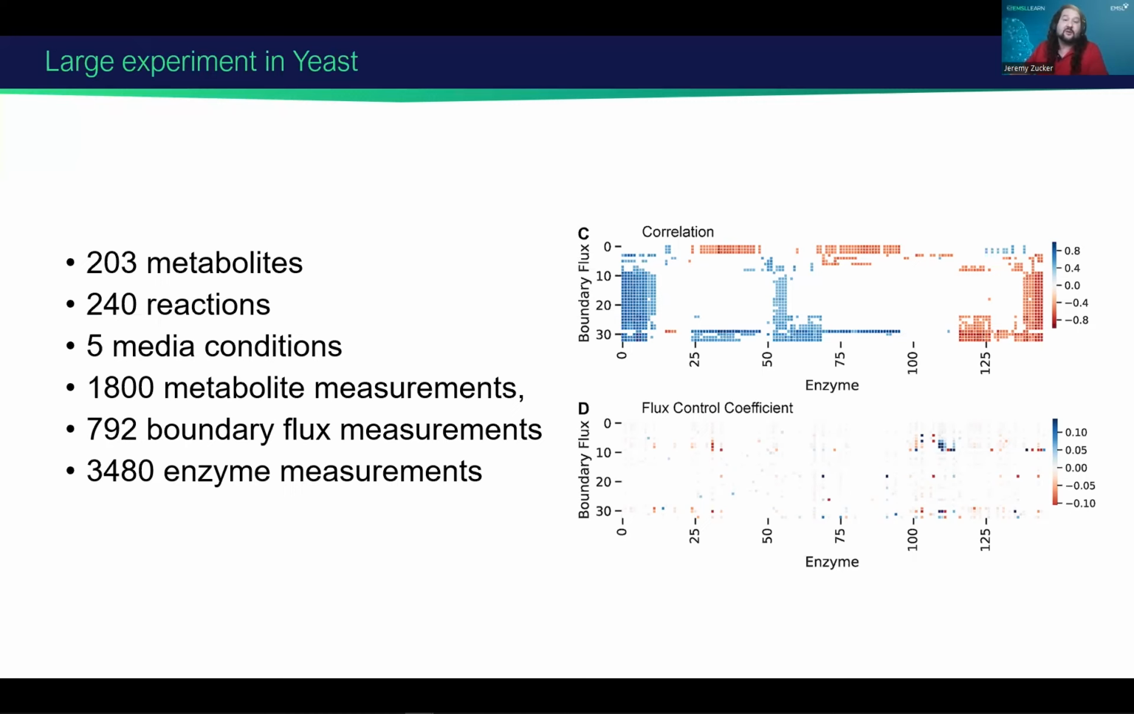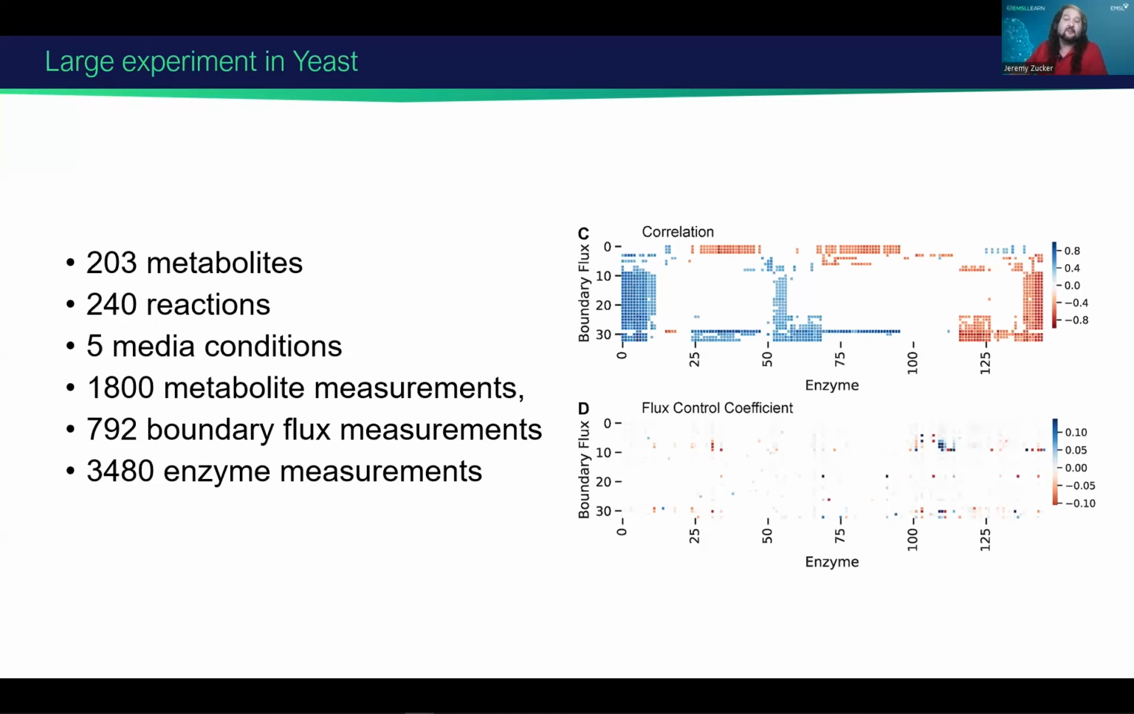And what you're seeing here is that anything that is not white is basically a measurement of a flux control coefficient. And the nice thing about these flux control coefficients is that for any particular metabolite, you get a ranked list.